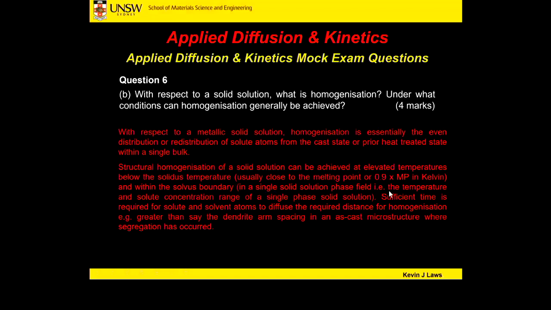But then the most important one that you've really got to mention is sufficient time. Homogenization is a diffusion process. Diffusion kinetics are involved, and whenever we say the word kinetics, we have to remember time. So a certain amount of time is required for solute and solvent atoms to diffuse the required distance for homogenization. You can also comment that grain size or dendrite arm spacings can affect that. A slower cooling rate of the casting means greater segregation, which means a greater diffusion distance to homogenize and a greater amount of time.